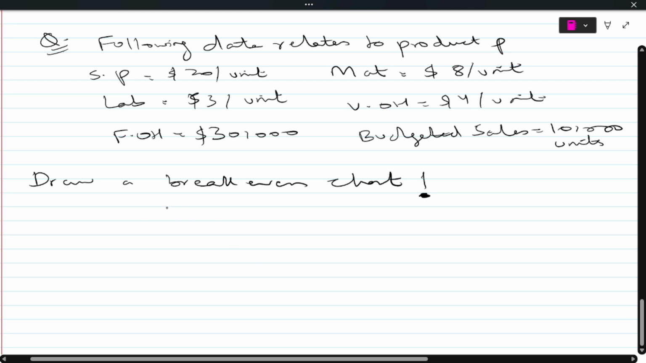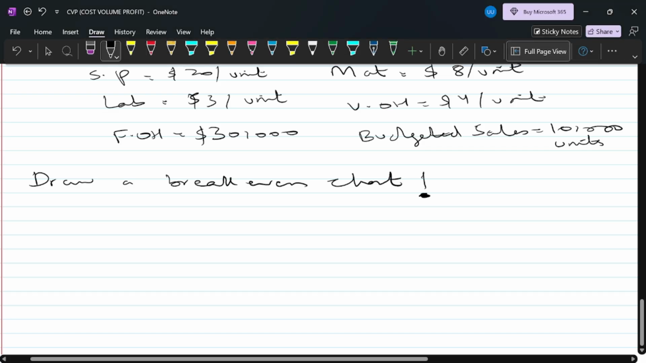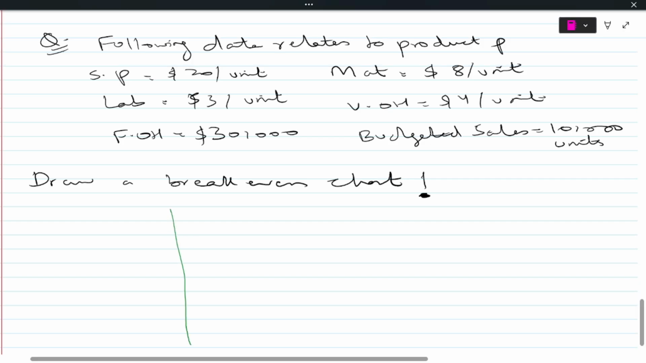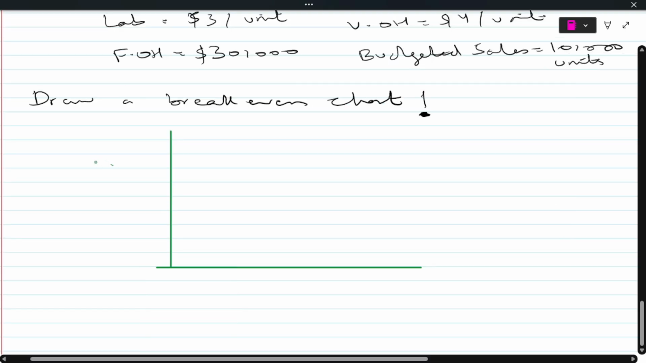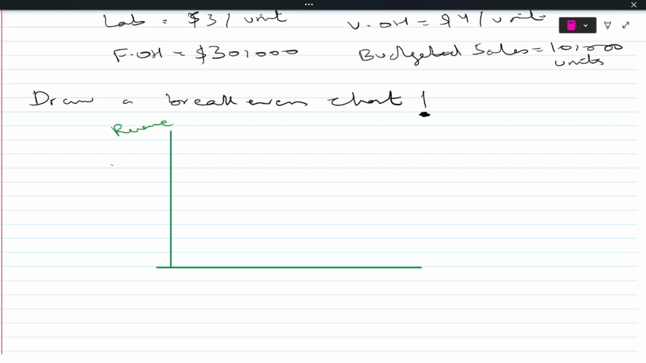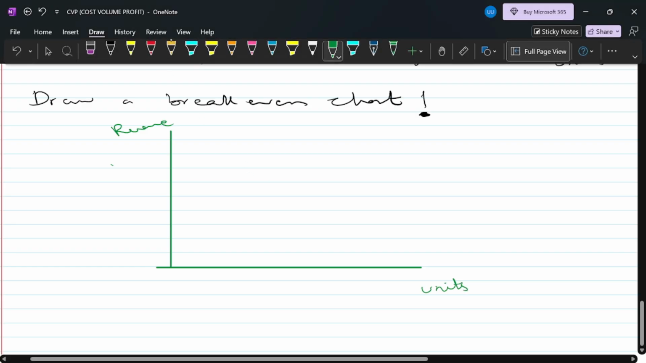That there is going to be a y-axis and an x-axis. The y-axis is going to represent the revenue and the x-axis is going to represent your units, right? So let me draw a y-axis over here, right? Then let's draw an x-axis over here. Now what is the y-axis? Revenue. And what is the x-axis? Units.